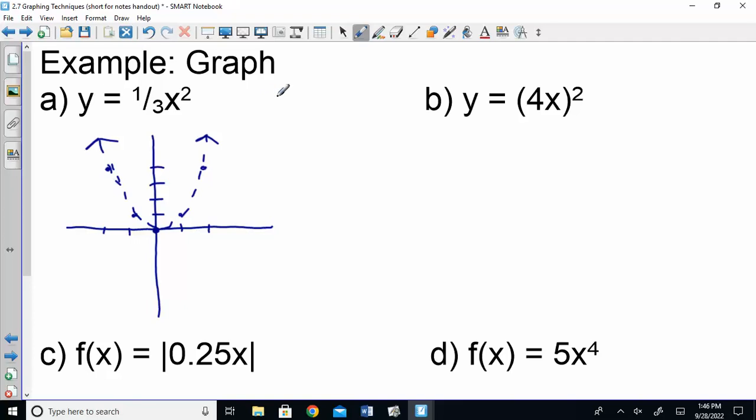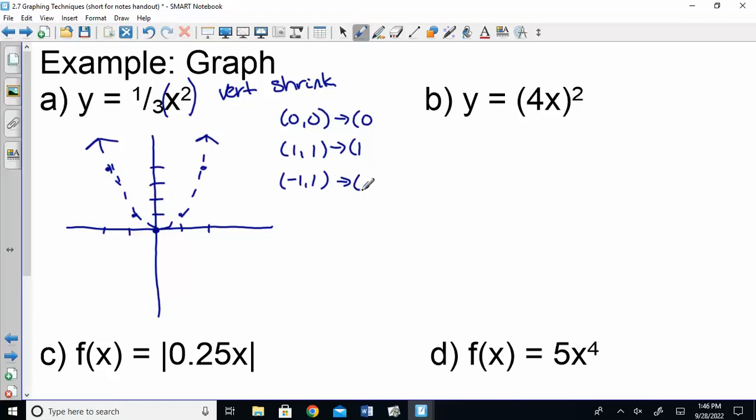And then what am I going to do? Horizontal or vertical? It's just this being squared. So outside is vertical. Less than 1 would shrink. If you're thinking about your ordered pairs, what changes, X or Y? Y. So we're going to be taking our Y values. Outside is Y, and it does what it says, so we're just going to take those Y's times a third.